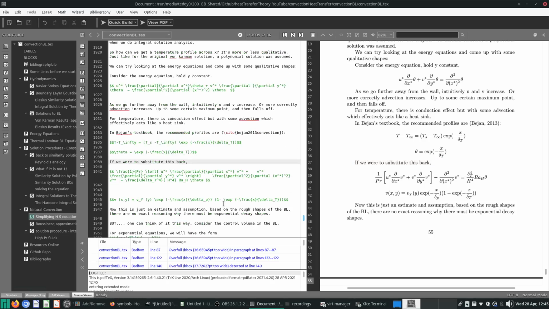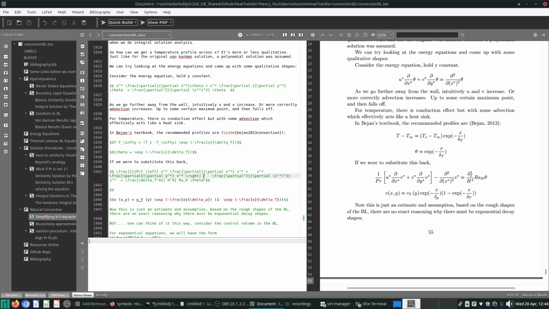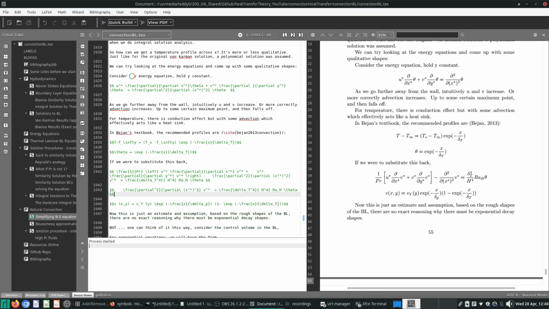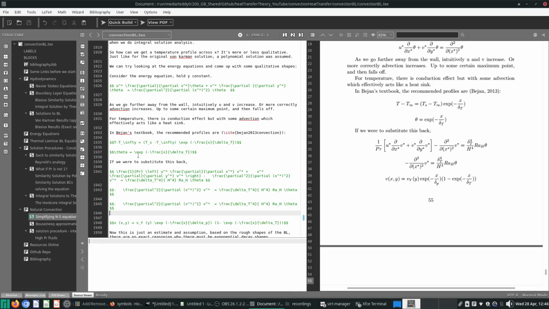Okay, if we don't have any experiments at all, it's a good first guess. So if we want to substitute this back into this equation here, if we were to substitute back into this equation here and we just take out this parental number term, this is what we'll get, and we can see that the velocity profile should also follow more or less an exponential profile.